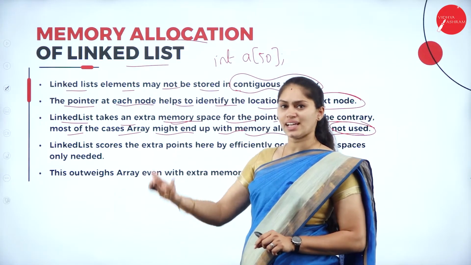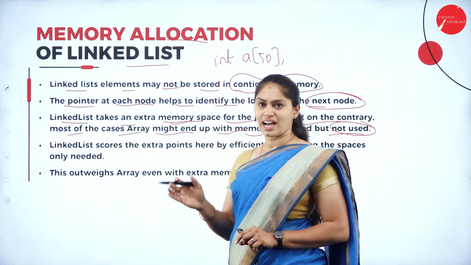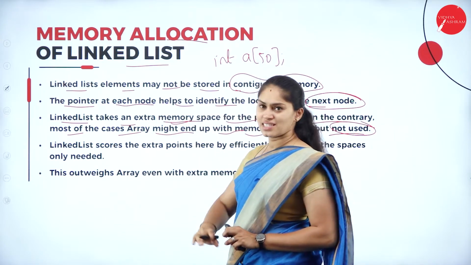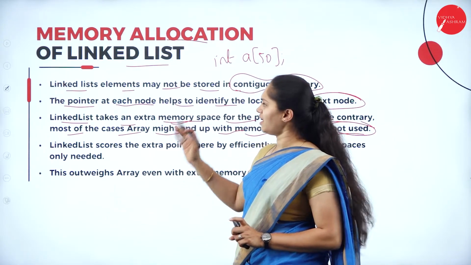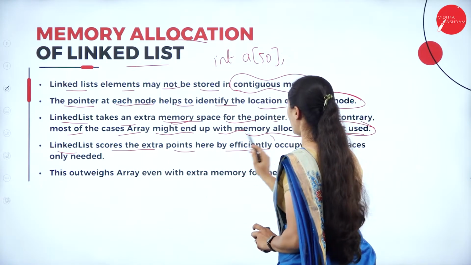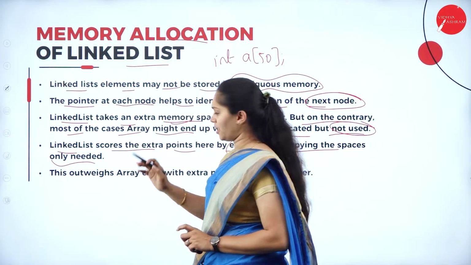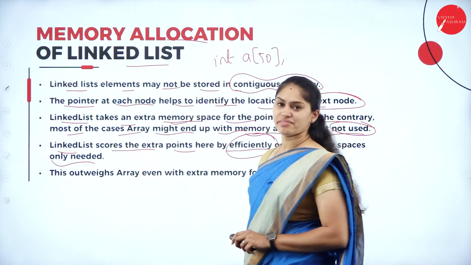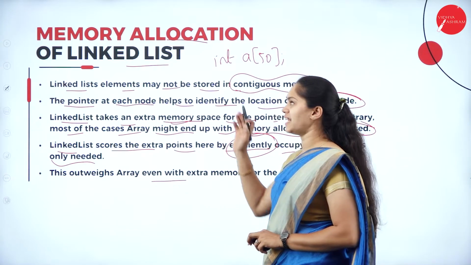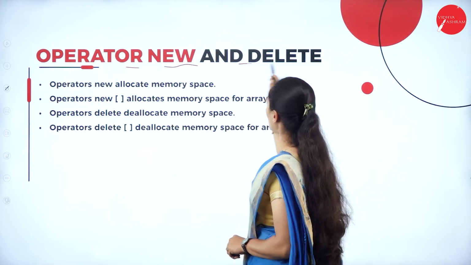Only if I have a next node or a next element in the linked list, then only will it hold the address. So memory utilization will be very good in the linked list. So the linked list scores extra points here by efficiently occupying space only where it is needed. So this is a very efficient memory usage for a linked list. We'll see the next concept, that is operator new and delete.